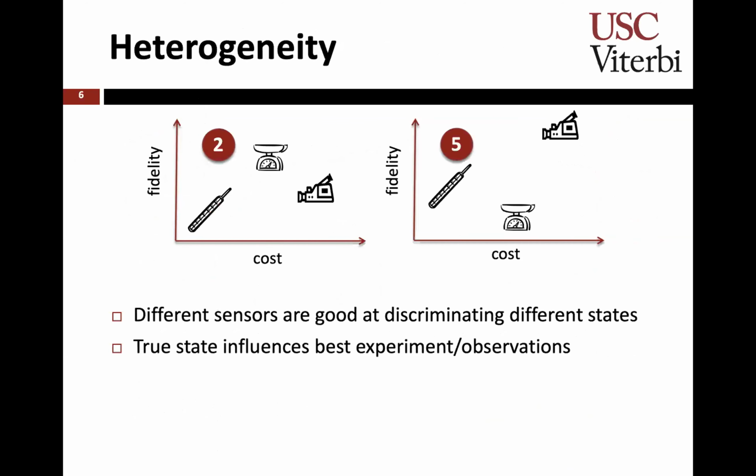And so if I can underscore this heterogeneity with this picture here, the challenge that we had was that each of the sensors had a different cost associated with them, but also a different fidelity. And furthermore, that fidelity was often state dependent. So depending on what the true state was, that would change how accurate our sensors were. An important point to also underscore here is that whatever is the true state clearly is going to influence what your best experiment or observation mode is.